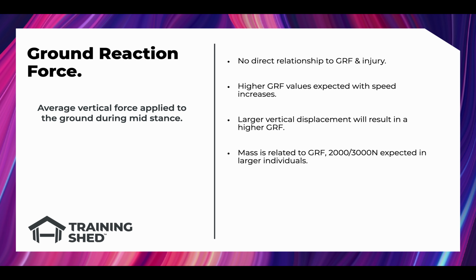Now, we know from the research that higher ground reaction force values are expected as speed increases. We also know the larger the vertical displacement or vertical oscillation, we will see larger ground reaction forces as well. But also body mass is something that we need to take into consideration. The higher someone's body mass is, the higher the ground reaction force is going to be. So when we're doing an assessment and we're getting the athlete to fill in their details at the very start, take a note of that body mass, because that is really going to play a factor.